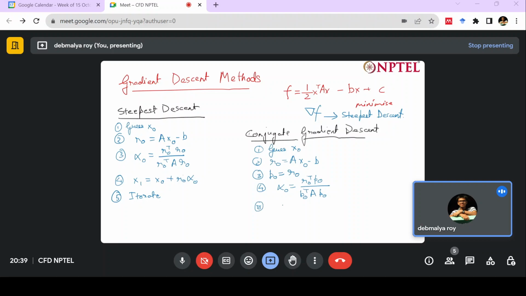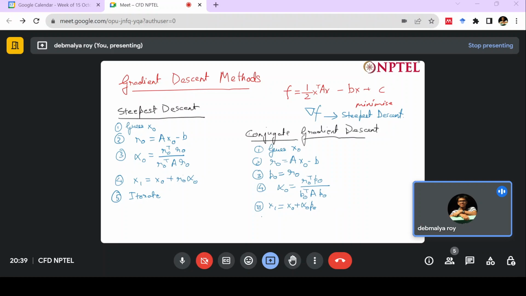So what is the next step? The next step is basically you find out this x1. So x1 will be x0 plus alpha 0 p0. But also you will have to find out the next p0 in this case. So how will you do that?